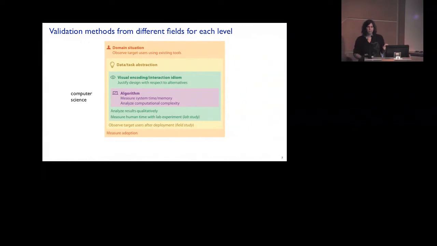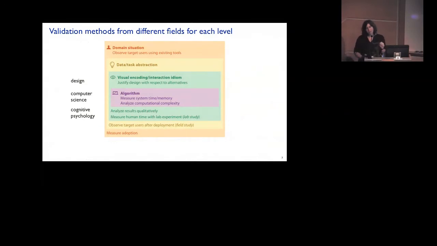So let me start with the algorithm level. So the methods of computer science are fantastic for analyzing algorithms. We, as computer scientists, are typically trained, how can you do computational benchmarks that are useful and meaningful? We're going to measure the system time, the system memory, and if we're slightly more theoretically inclined, we might also analyze the computational complexity. So figuring out if your algorithm is doing the right thing is something that computer scientists are typically well-trained in doing.